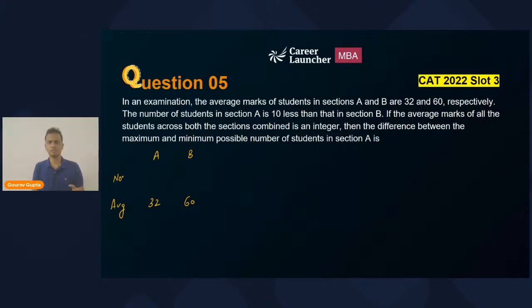So first of all, whatever information is given, make an expression yourself, make an expression of the combined average of these two sections. The overall average, the average marks of all the students across both the sections combined. Form an expression. Once you have formed that expression, post done in the chat box.